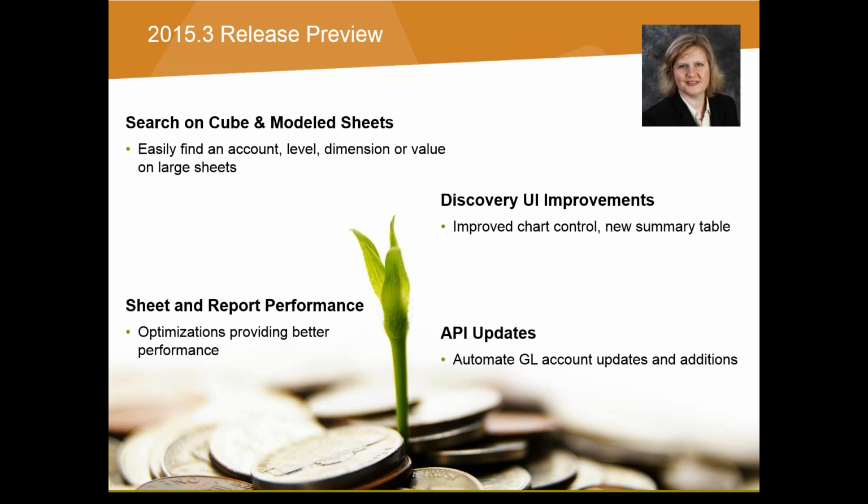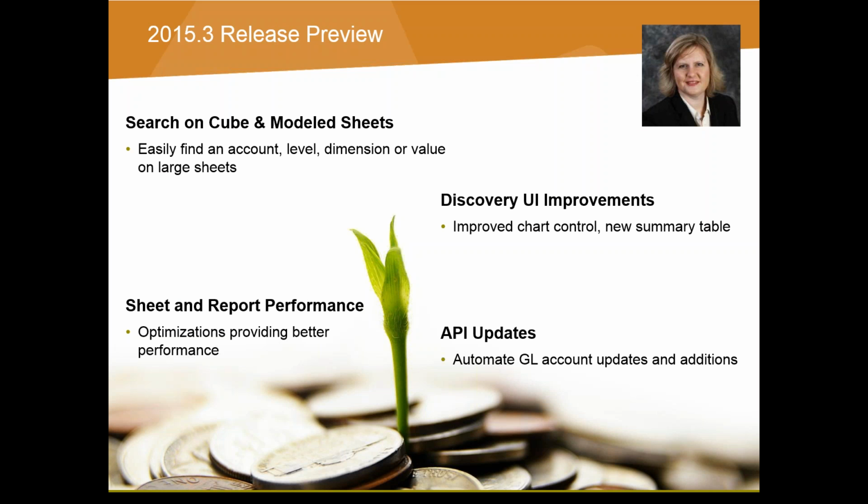So in the third release, they're going to be extending that search capability to the cube and modeled sheets, so you can easily find an account level dimension value on these large sheets. They're going to be making more UI improvements in the discovery, basically a new summary table with some new time subtotals. With sheets and reports, they're optimizing performance so that things run faster. Good news for those of you with very large models.